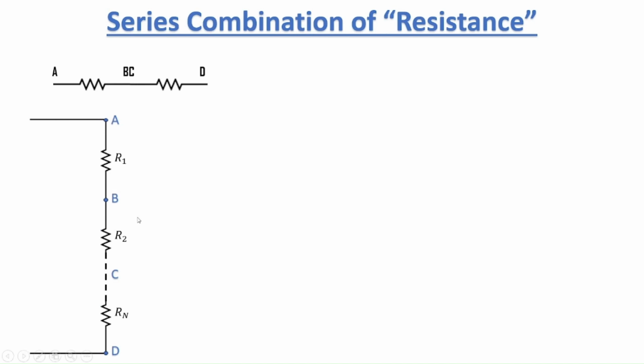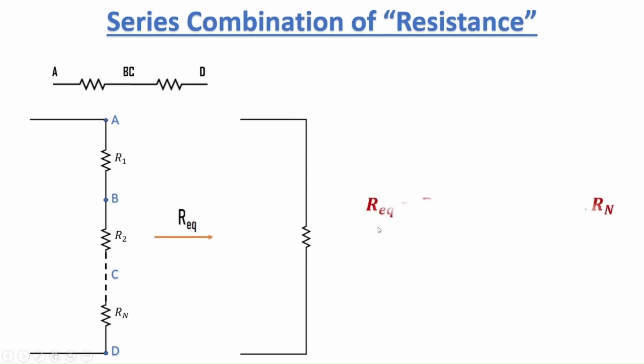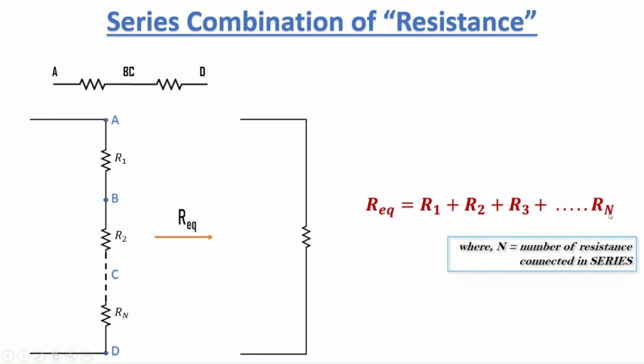Now if I take a circuit like this where n number of resistances are connected in series, R1, R2 and so on up to Rn, the equivalent resistance of this combination can be calculated as R equivalent equals R1 plus R2 and so on up to Rn. So in series connection, you basically add all the resistance values and you get the equivalent resistance. And n is the number of resistances connected in series.